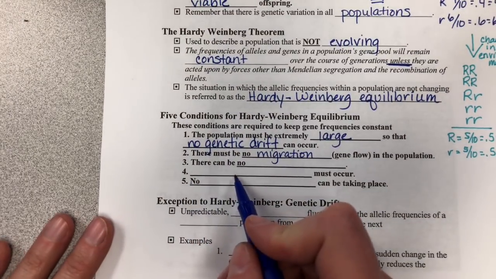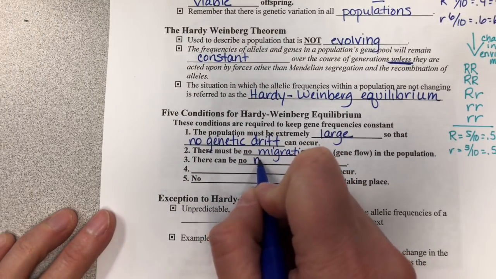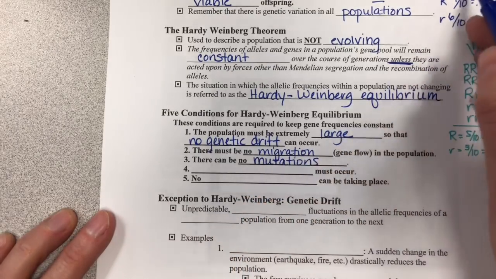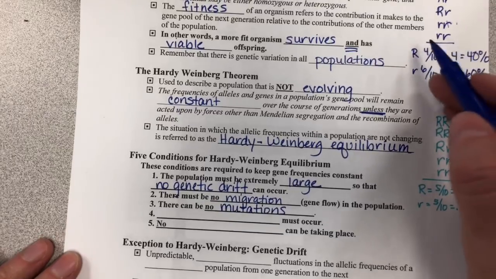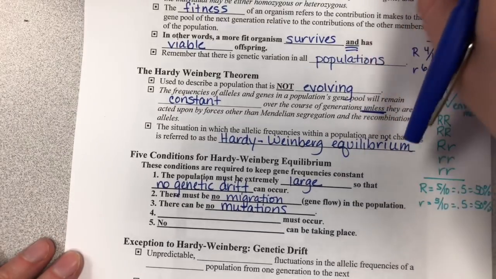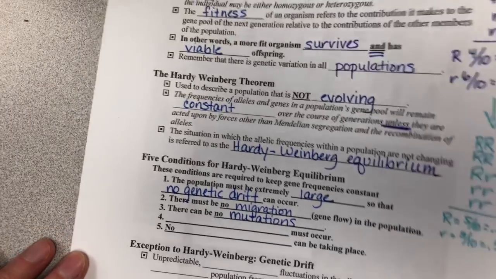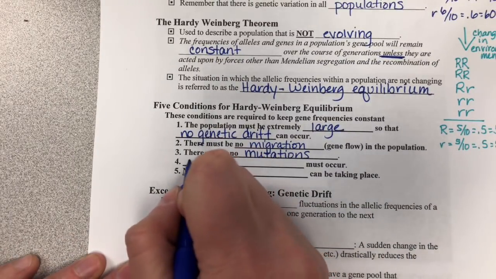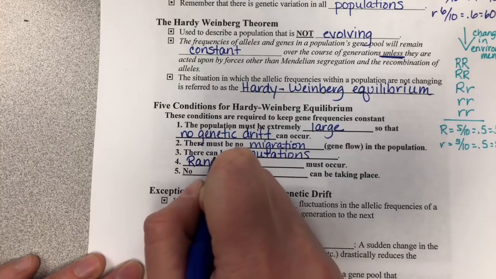There can be no mutations. So no new genes, and the big R can't mutate to a little r or vice versa. No mutations, because that can change the frequency, and remember, that means it's evolving. We also have to have random mating.